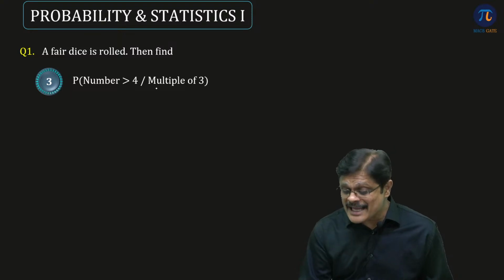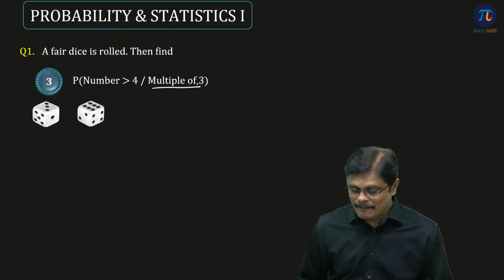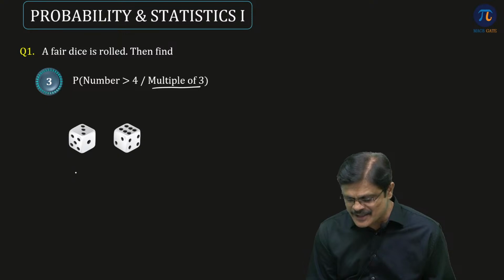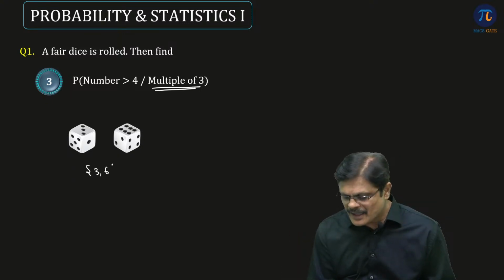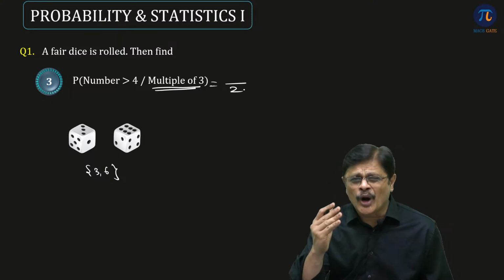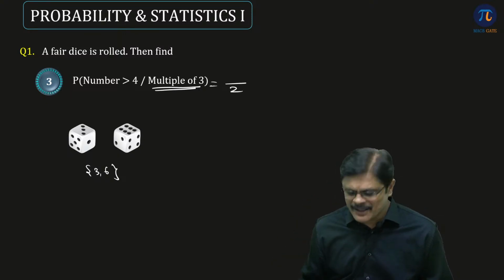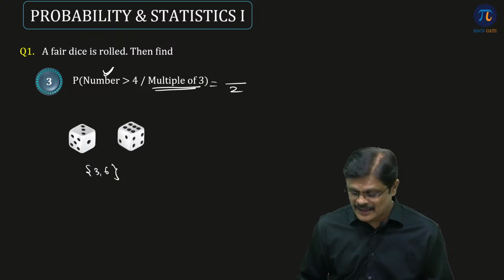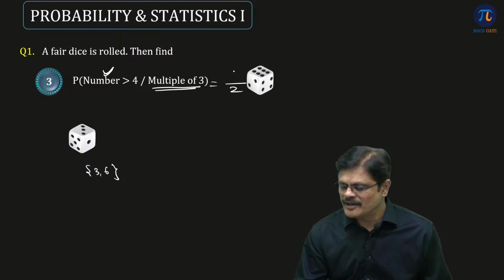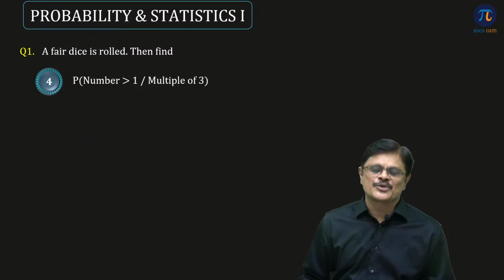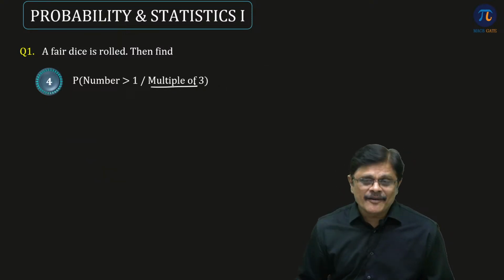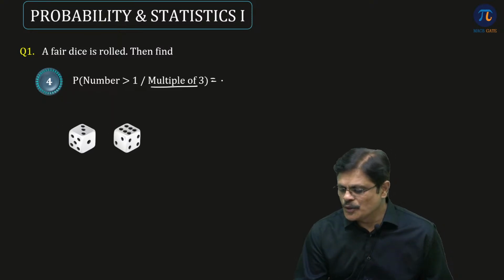Now the reverse: multiple of 3. Now what has happened? Multiple of 3 happened. Multiple of 3 means 3, 6 happened. So this is your event B. That is what is already happened is only 3, 6. That is only 2 outcomes, not events, sorry. Only 2 outcomes happened. Out of 2 outcomes, how many are favorable for number greater than 4? Number greater than 4, only 1 is favorable. 1 out of 2. So what is the probability? 1 out of 2. Is the idea clear? The next one. Now, multiple of 3 happened. That is 2 outcomes happened.